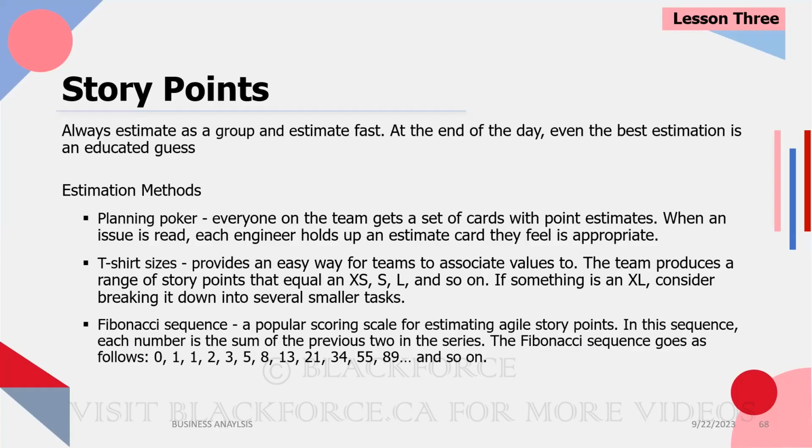Okay, there's another one called Fibonacci sequence. Okay, and it's a scoring scale. So in this sequence, each number is the sum of the previous 2. So in a Fibonacci sequence, right, you have 0, then 1, right? And then the third number is 1. How did they get that 1? 0 plus 1 is 1, right? And then the next number is 2. How did they get 2? 1 plus 1 is 2. And it goes on and on and on like that.